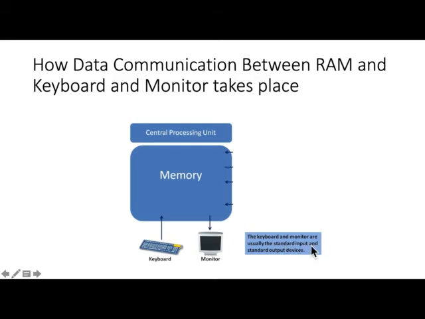So keyboard and monitor are usually the standard input and standard output device, but ASCII data files can also be considered a standard input and standard output device. So that's how the data communication takes place. Pause the video here, look at this picture more carefully, and hope you understand this rather well.